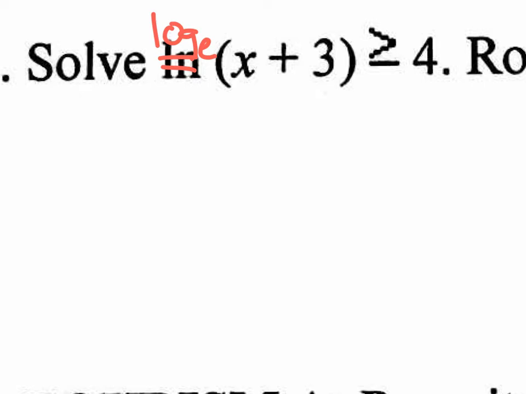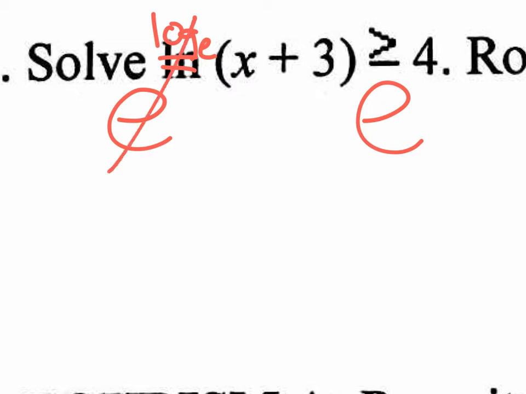Now, how do you get rid of a log base e? You're going to have to undo the logarithm by using the inverse of a logarithm, which is an exponent situation. So you're going to raise both sides to become powers of base e. So I'm going to write a big giant E right here and a big giant E over there. That cancels out. The x plus 3 comes down. The inequality comes down. And we end up with the e to the 4th on the right side.